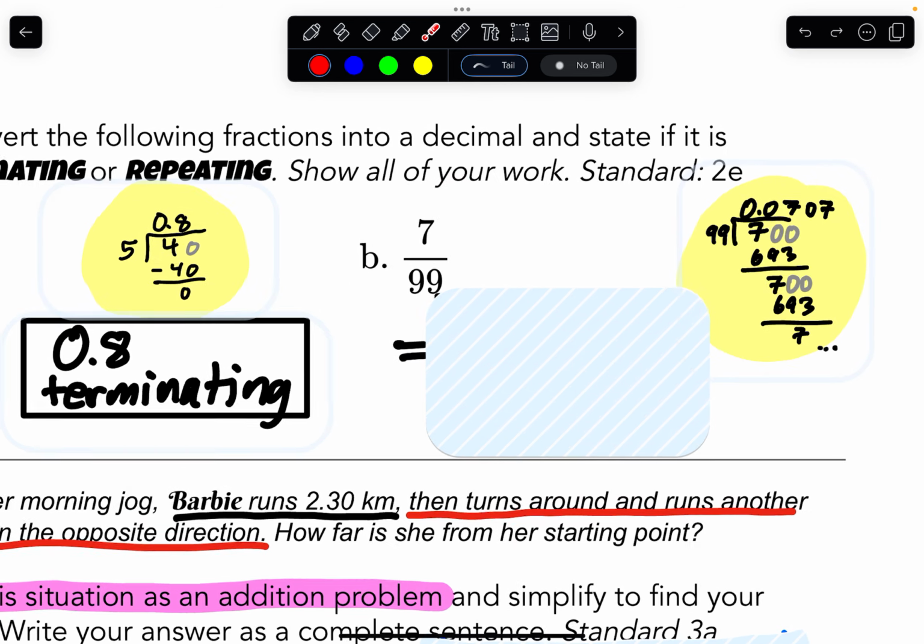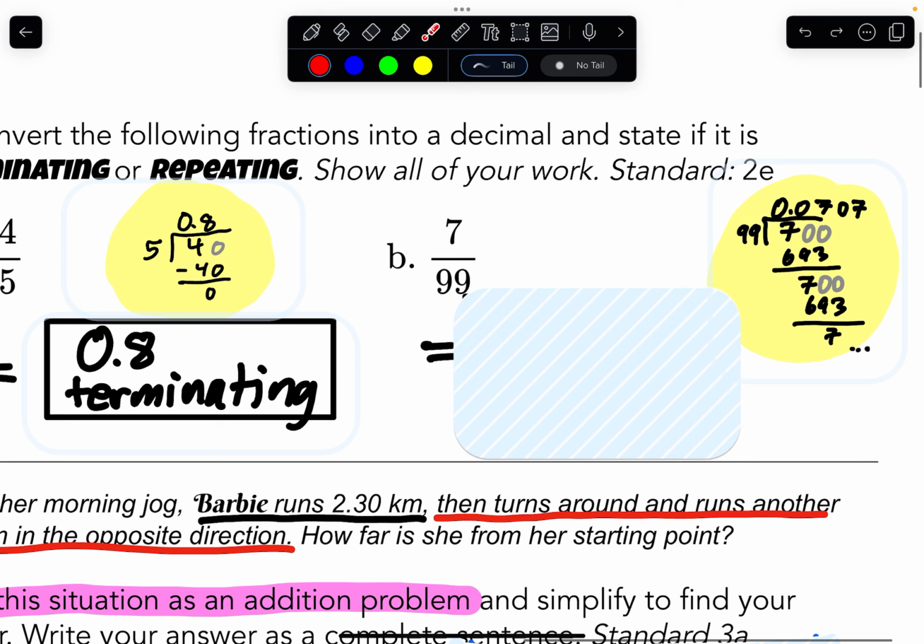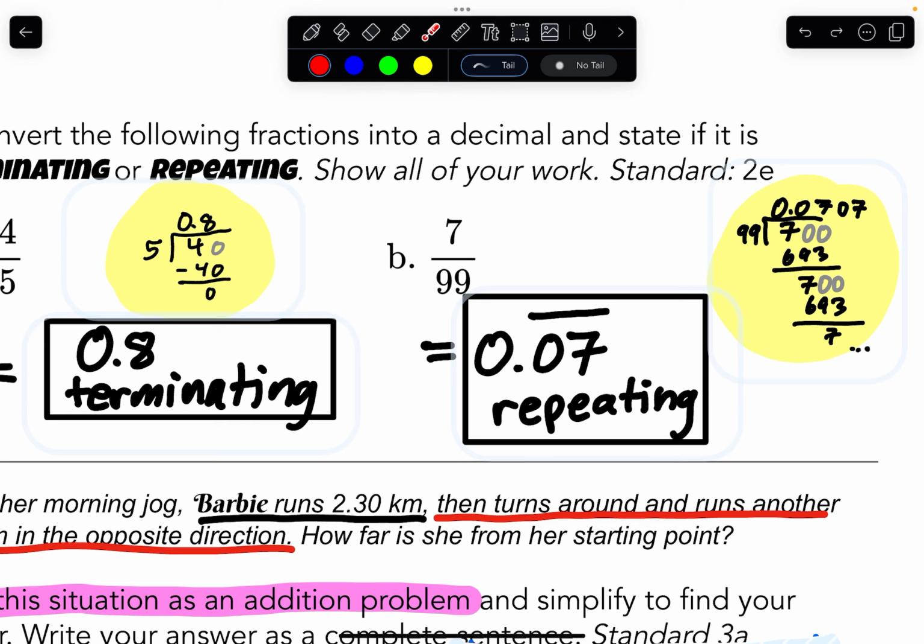But if we divide it using the division method shown at right here, we will get 0.0707 because the remainder keeps on repeating as a 7. So that means that we get the same repeating answer of 0.07. Remember, if it repeats, make sure to put a bar. Put a bar over not only the 7, but a bar over the 0.7, because that's what repeats every single time. 0.7, 0.7. Okay.